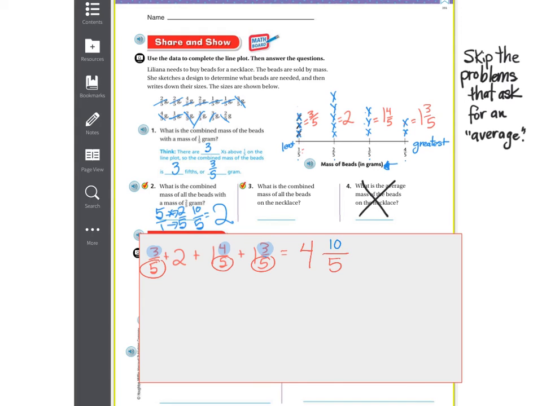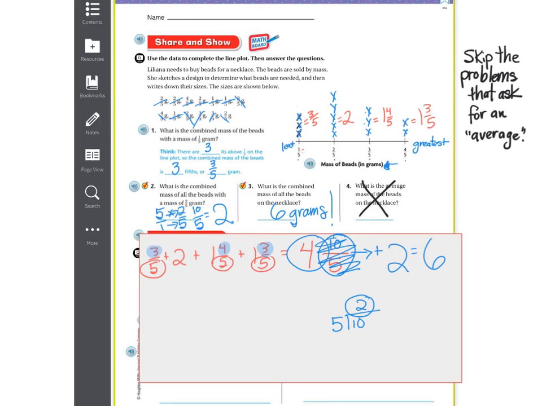So we have 4 and 10/5. This is an improper fraction. So we're going to convert that fraction, and the answer is 2. So this becomes a 2. Now we're adding, so that's gone because that's becoming 2. So we're adding 4 plus 2, and we get 6. So the combined mass of all the beads on the necklace is 6 grams. Yay, that was a long problem, but that is how you do it. And I think that should be pretty easy for you guys.